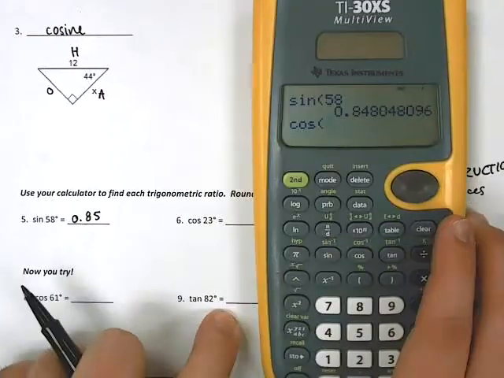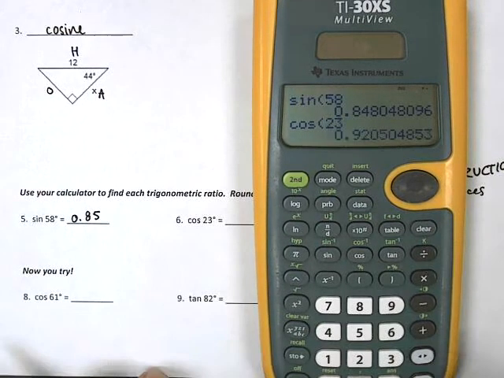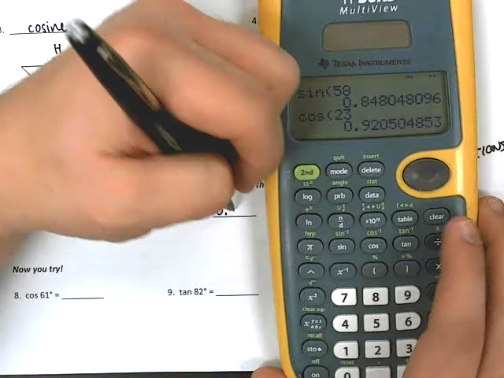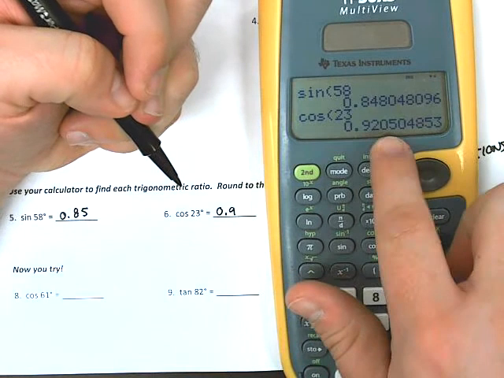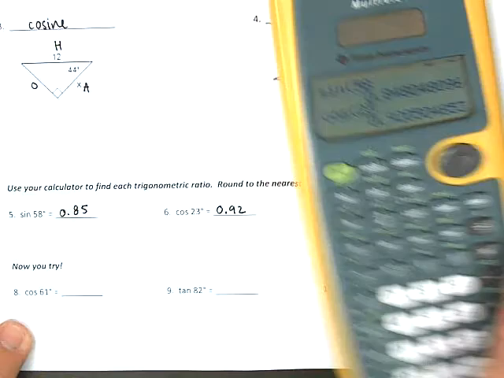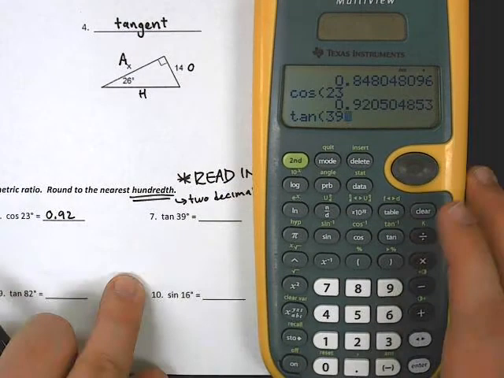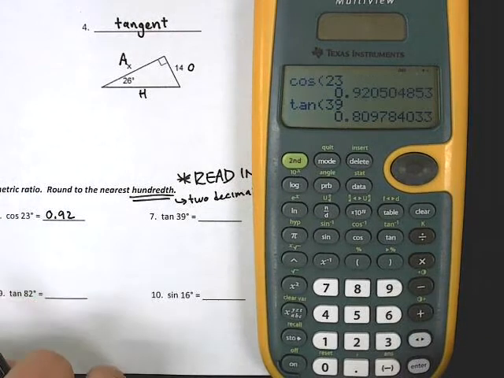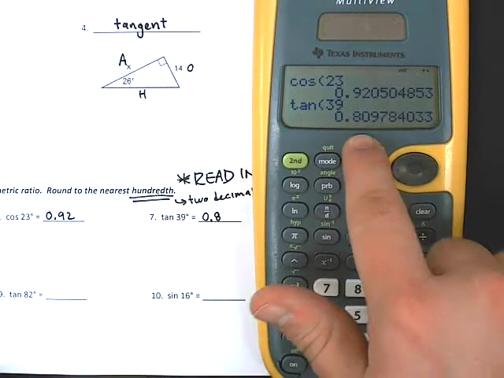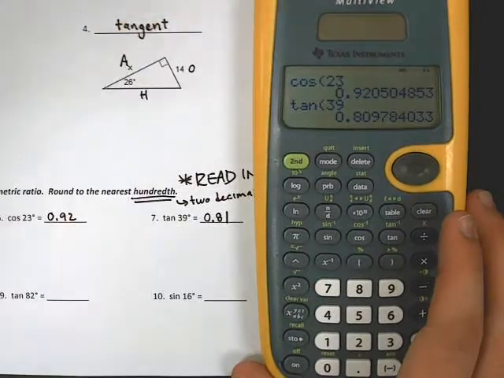Cosine, which is right here on our calculator, of 23 is 0.9 and then 2. The 0 after the 2 means I'm going to round it down to 2. I'm not going to round up. And we keep going. Tangent, it asks, of 39. Hit enter. Okay, so 0.8, 0, but the next number is a 9, so I'm rounding up to 1. So 0.81.